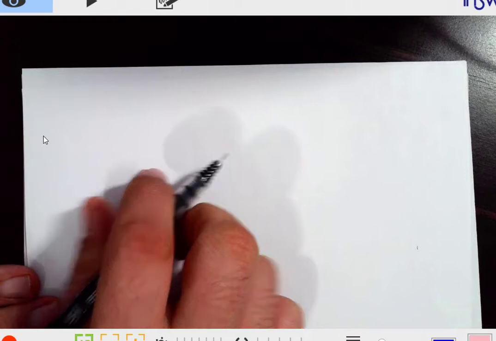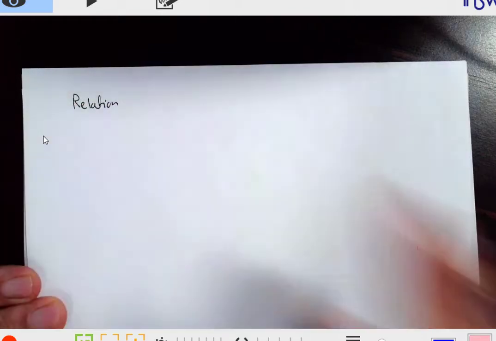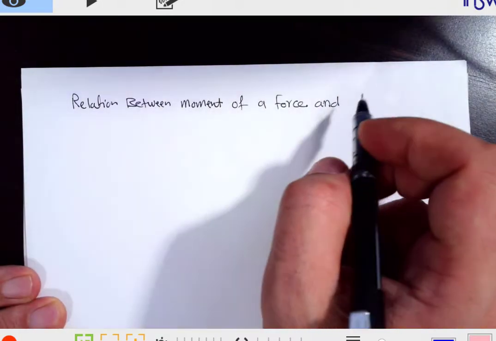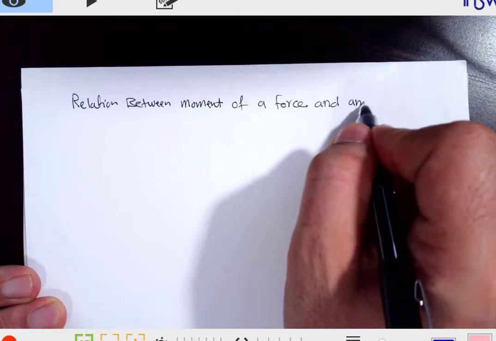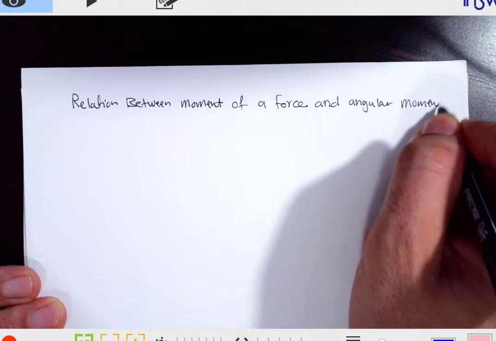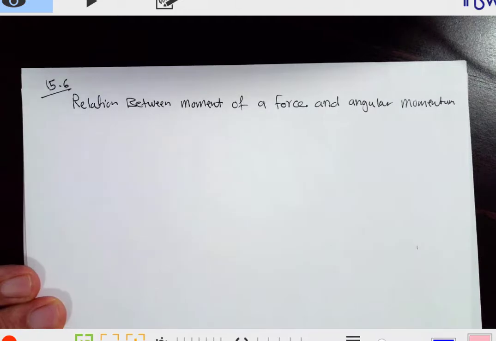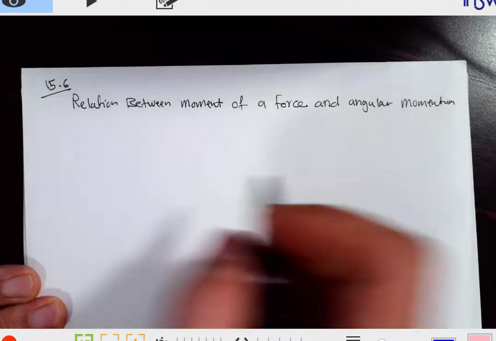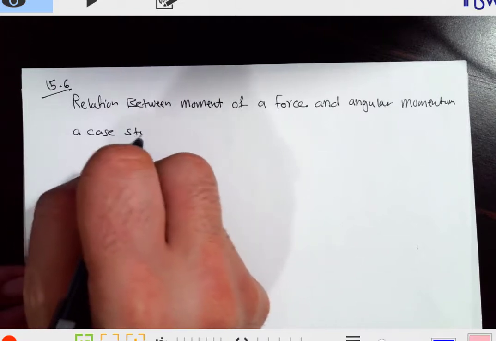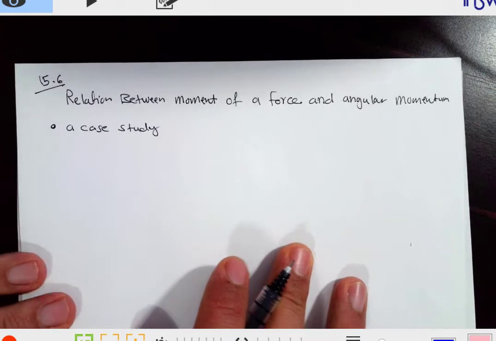So the first topic is the relationship between the moment of a force and angular momentum. So this is section 15.6 from the textbook. Let's consider an example, a case study. And this will help us derive the equations and understand what's happening.